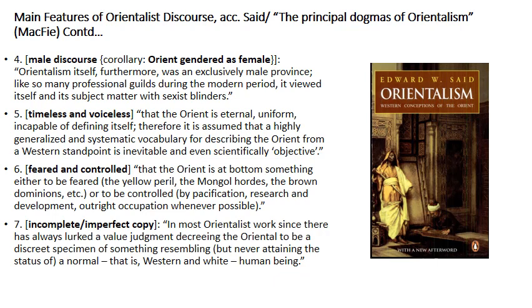Incomplete or imperfect copy. In most Orientalist work since, there has always lurked a value judgment decreeing the Oriental to be a discrete specimen of something resembling but never attaining the status of a normal, that is, Western white human being. So the Western white subject is framed as normative, and the Easterner is always some kind of inauthentic copy, something resembling but never attaining full normality of the white Western human being.